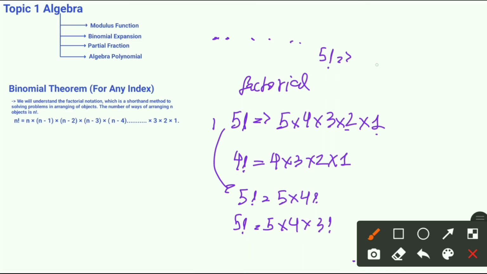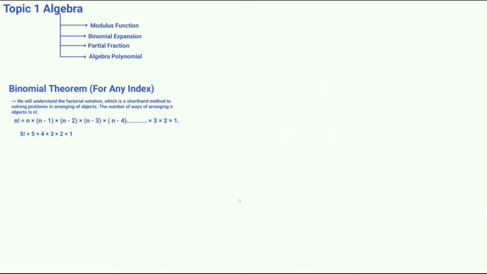So then it's going to be equal to 120. So there are 120 ways to arrange these 5 objects in different places. Okay, let's move forward. Just like I told you guys, this is what a factorial is. We also need to understand a short study of combination, because we shall need this concept in evaluating binomial theorem.